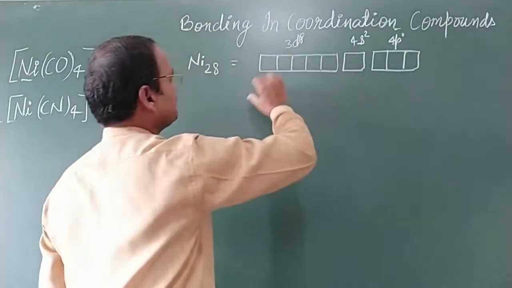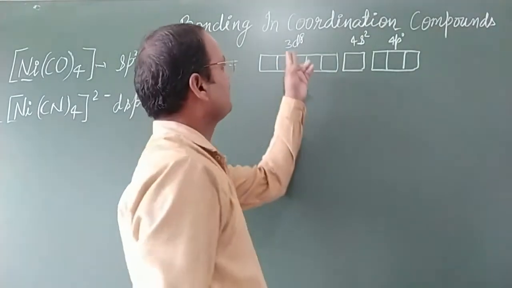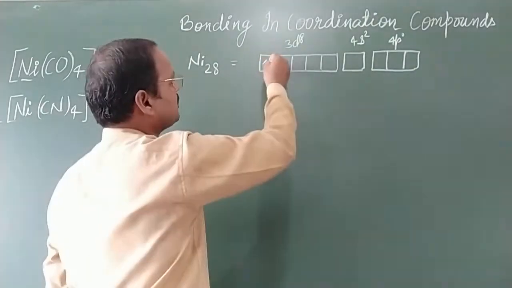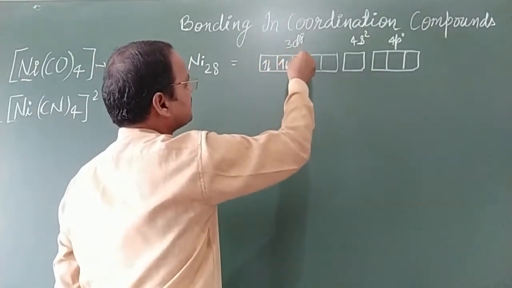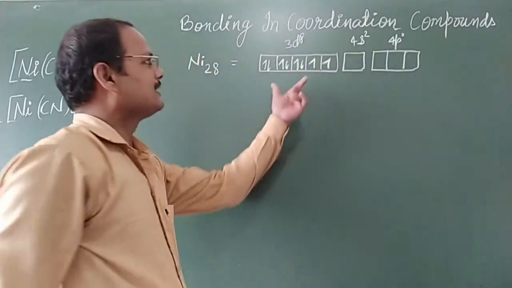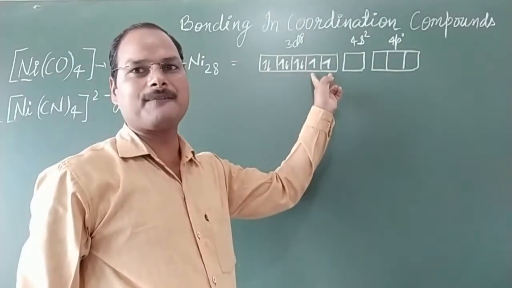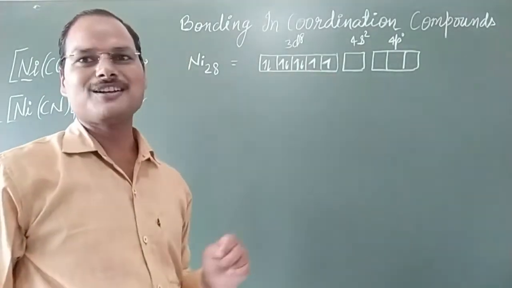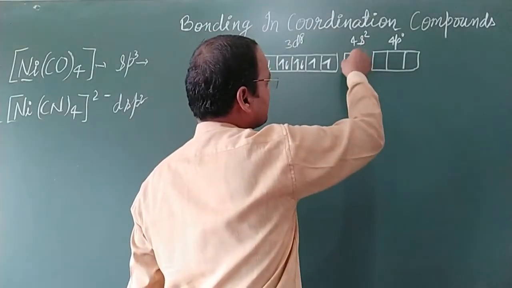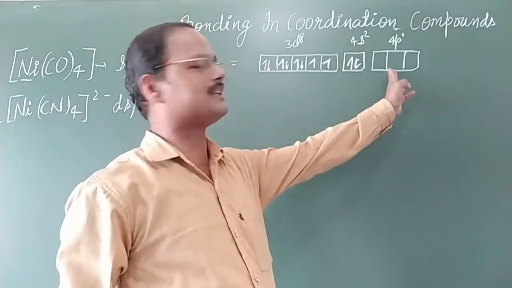Now in the valence shell, all these orbitals are taken as a valence shell. In these orbitals, 8 electrons are there. According to the rule, we have to fill all electrons, and we will see that in 3d orbitals, 2 orbitals are half filled and 3 orbitals are full filled. In 4s orbital, both electrons are present, and the last one, 4p, is empty.